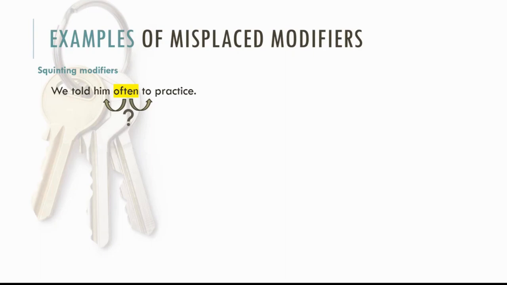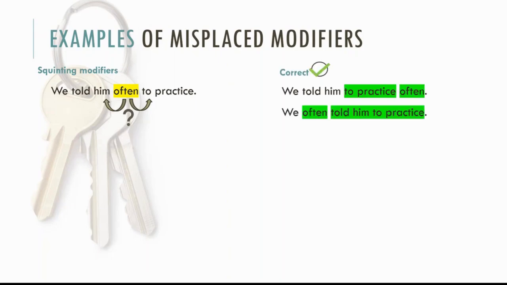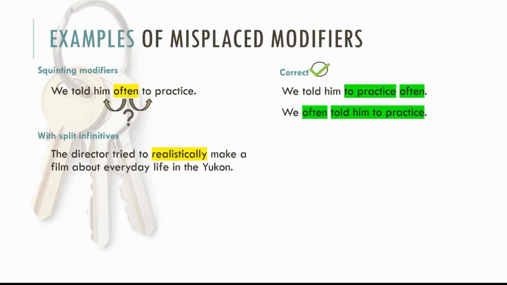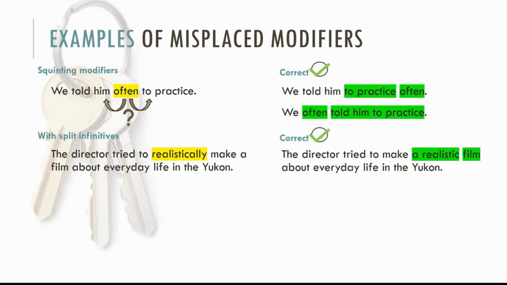A squinting modifier happens when the modifier could be modifying what comes before or after. We told him often to practice. So did we tell him to practice often? Or do we often tell him to practice? The director tried to realistically make a film about everyday life in the Yukon. Or is it that the film is realistic? So in this case, realistically seems to be modifying to make, but it should be modifying the film.